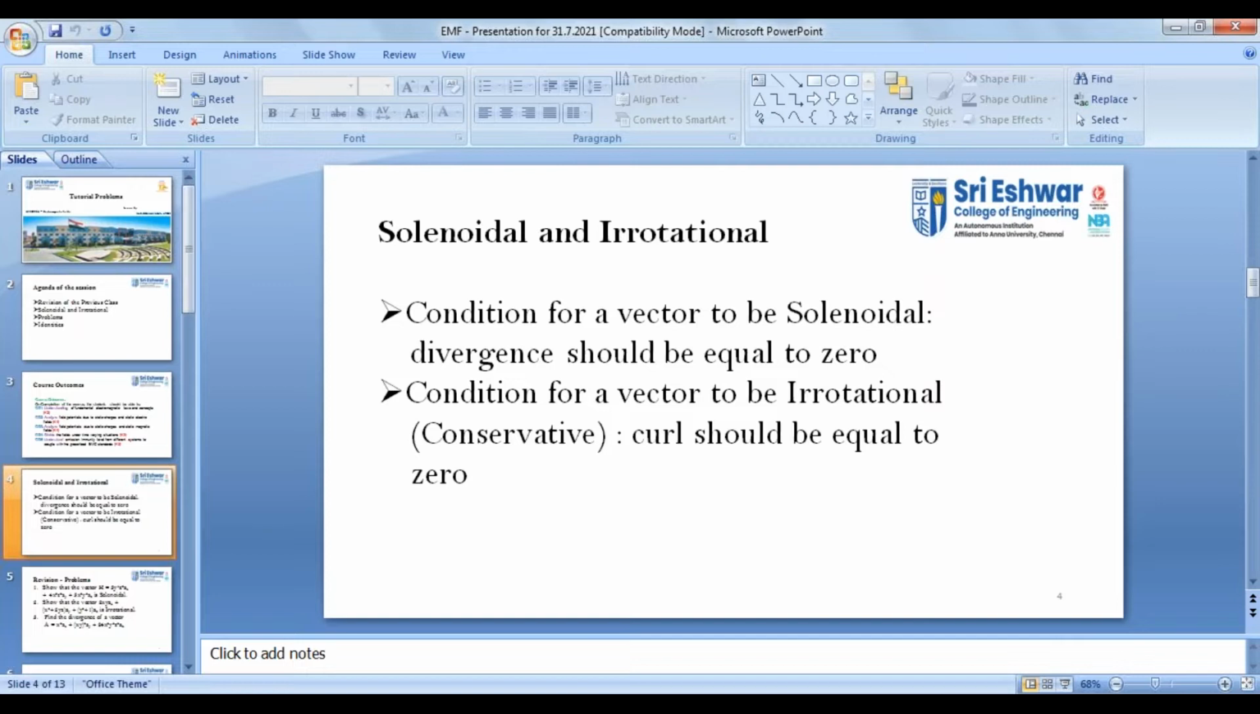Inverted triangle, as I told. So that particular thing dotted with the given vector will give you the divergence, right? If this operation gives 0 as the answer, then that particular vector is said to be solenoidal. That's all, very simple.